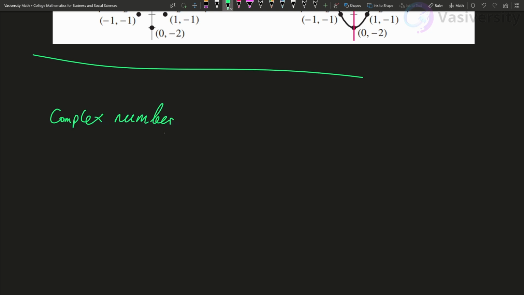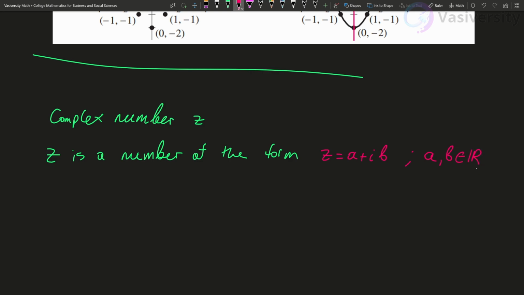So we learned about real numbers, rational numbers, integers. So a complex number, we're going to call it z. So z is a number of the form z equals a plus ib. Okay, and the key component is that a and b are real numbers.